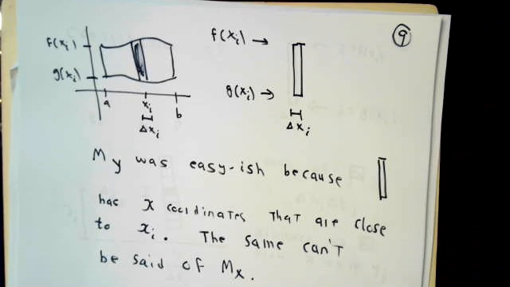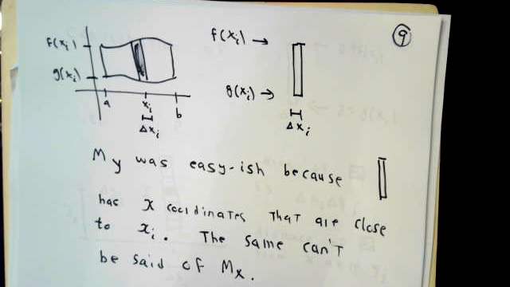I'm still thinking about that same vertical rectangle. Now I want to find the moment about the y-axis. Well, excuse me, I know the moment about the y-axis. That was easy-ish because these vertical strips more or less had a common x-coordinate. Now I've got a problem though.